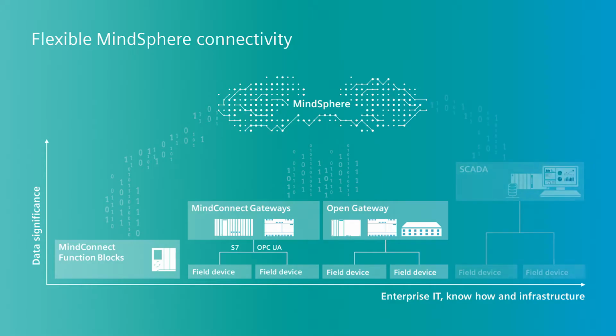The fourth connection option entails software, which is installed on Siemens IPCs. This software offers the same functionalities as our MindConnect gateways, but with the additional advantage that entire Siemens SCADA systems can be connected to MindSphere.